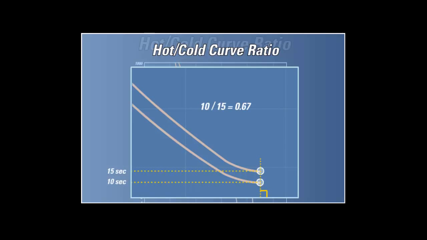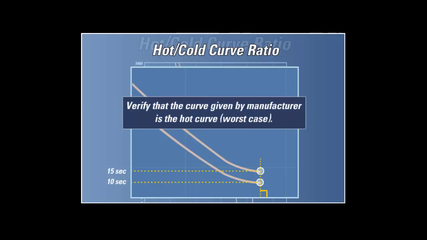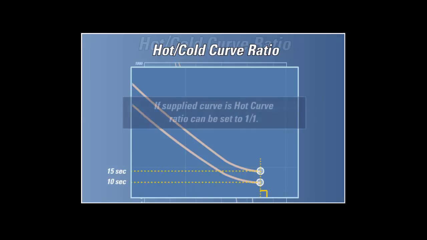If hot and cold times are not provided and only one curve is given, verify with the manufacturer that it is the hot curve which is the worst case. If the supplied curve is the hot curve, then the hot-cold ratio can be set to 1:1.